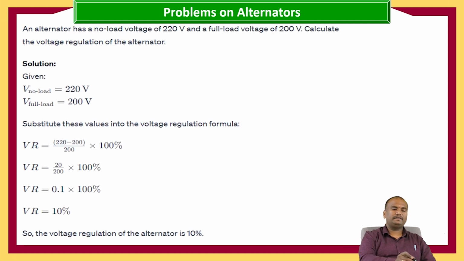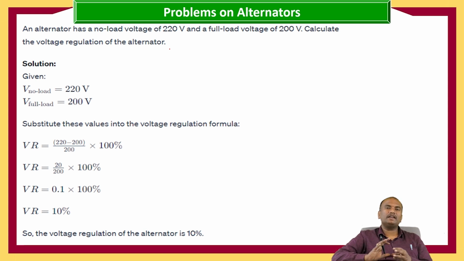Now the next one is: an alternator has a no load voltage of 220 volts and a full load voltage of 200 volts. Calculate the voltage regulation of the alternator. Here the no load voltage and full load voltage are given. We need to calculate the voltage regulation of the alternator, which is nothing but the voltage difference between no load and full load.